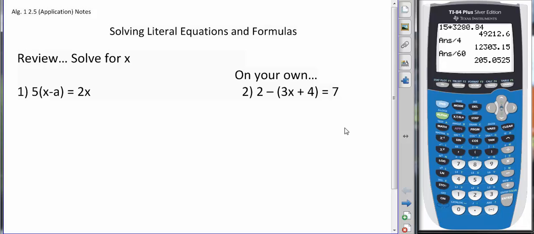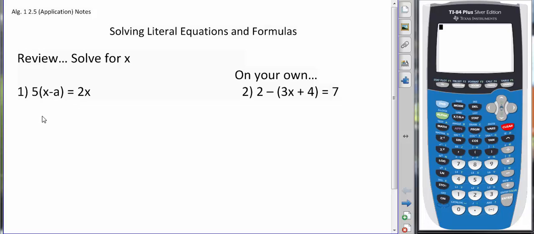We'll do it all. Algebra 1 students, here's the rest of your 2.5 notes, solving literal equations and formulas. The first day we focused on literal equations. Today we move on to formulas. But we'll start with a little bit of review on what we did with literal equations.